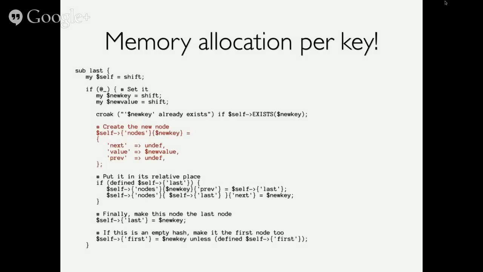Which means that you have to do a memory allocation every time you assign something into it. So every time you create a new node, this is the last function, which puts something onto the end of the list, or a push. Create the new node, and your self node's new key is a hash reference with all these values. So you're having to do a memory allocation every time you store something new. And also you see a lot of dereferencing going on with the rest.